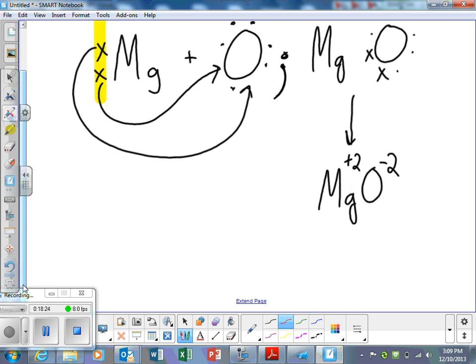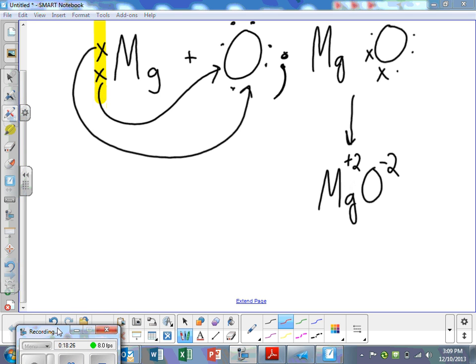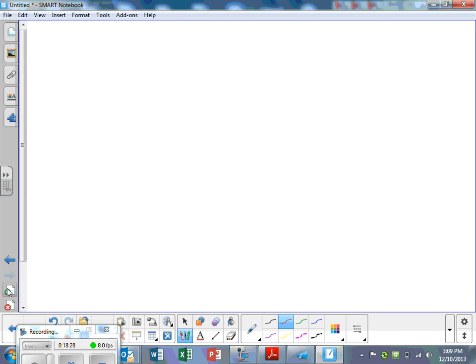We're going to do calcium and chlorine for an example. Okay, so let's put together calcium plus chlorine. The first thing you have to do is the electron dot notation. Calcium has how many electrons in its valence shell? 2. So I'll put those right here. Chlorine has 7. 1, 2, 3, 4, 5, 6, 7.